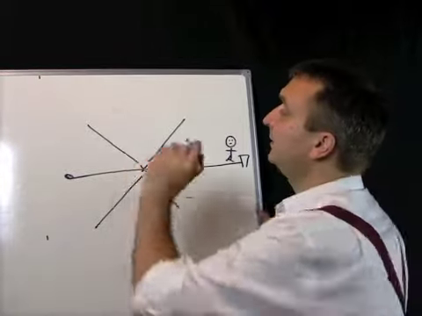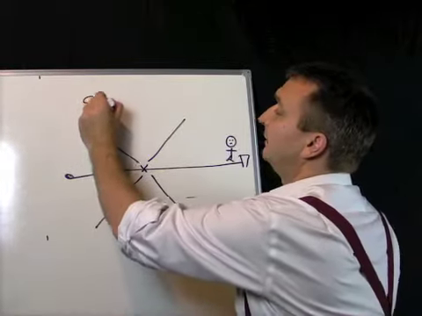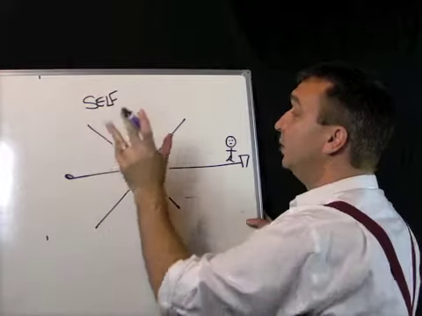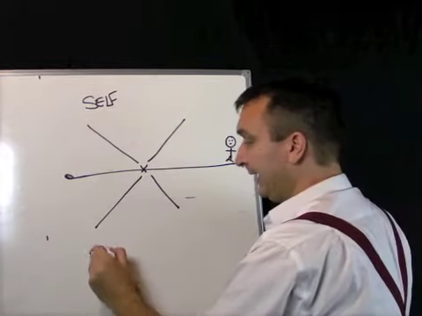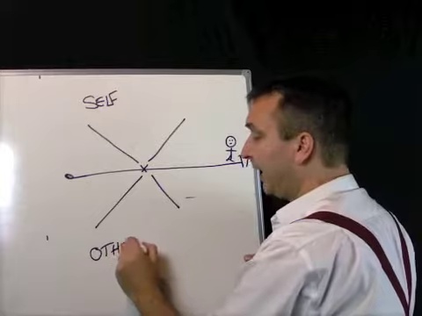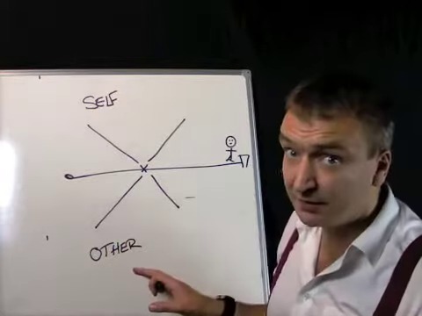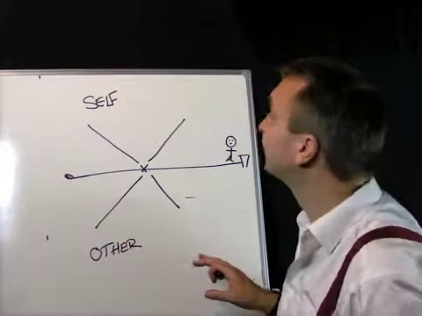We're going to further divide this up. This is self, so that's basically your stuff. And down here we have other. This is all the stuff that isn't your stuff. This is other people's stuff.